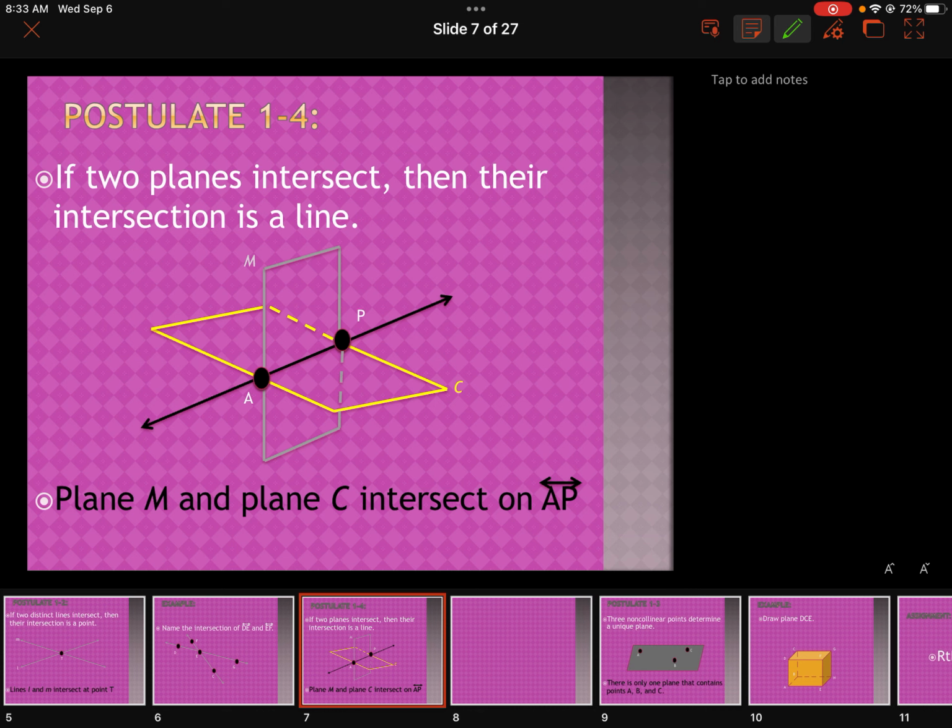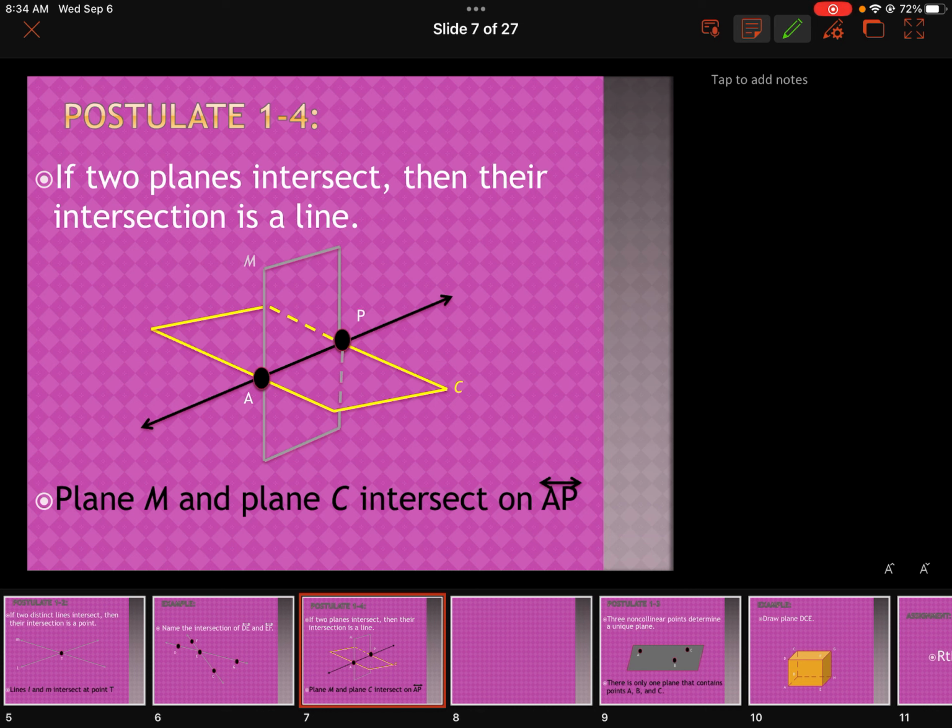This one says if two planes intersect, then their intersection is a line. Try to visualize what the diagram's showing you here. You have a yellow plane. Think of that as our floor. And then you have a gray plane. You could think of that as the front wall. The floor and the front wall are going to intersect.